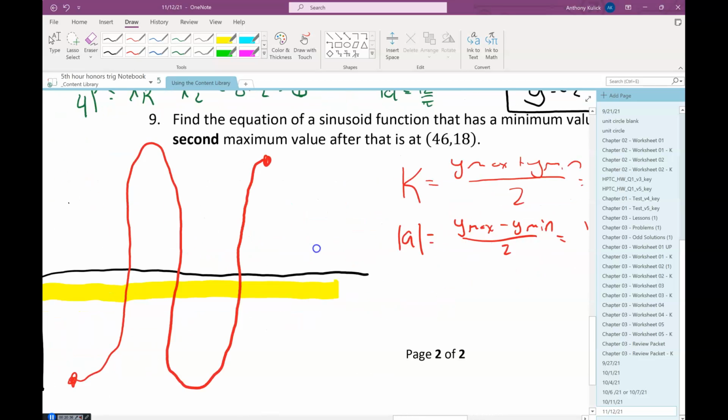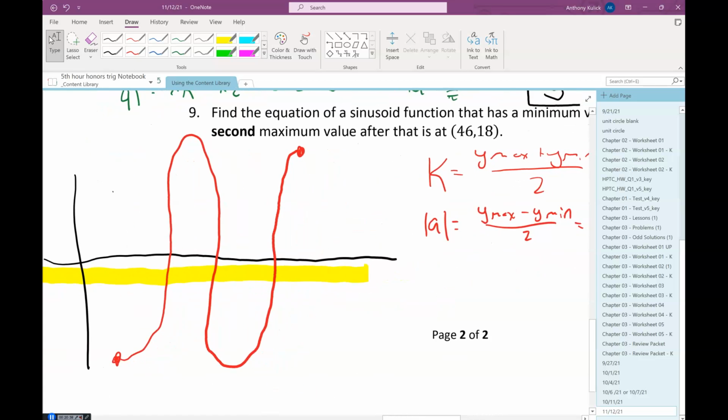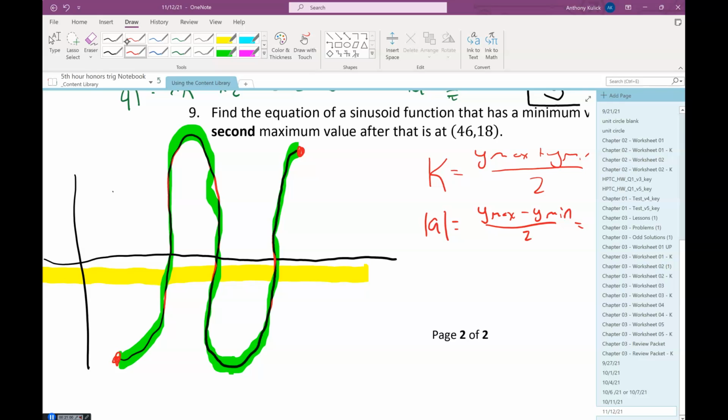Next, let's find the c. If I look at this, I need to look at how many periods it is to go from the two points that I'm given. So I have one period there. Agreed? And then this must be another half. Right?